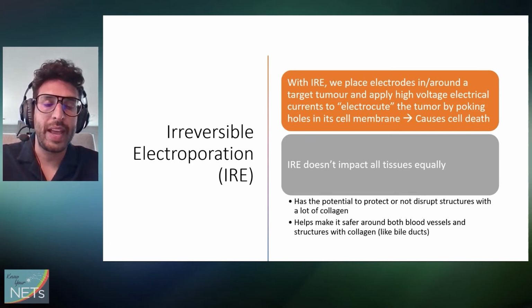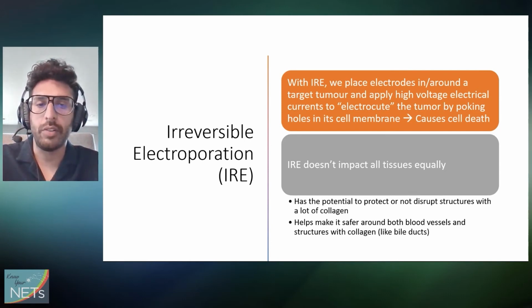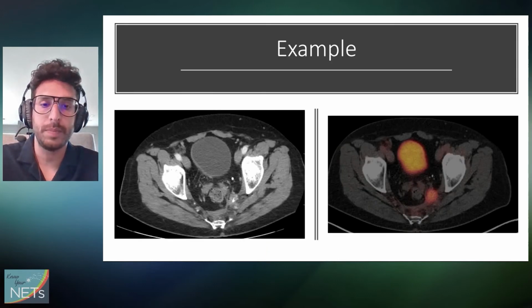We're putting needles around the tumor more often than through it. So we just bracket the tumor, surround it, and then apply this high voltage electrical current, and that pokes holes in the membranes of the tumor, which causes cell death. The beautiful thing about IRE is that it doesn't impact all tissues equally. It has the potential to protect or not disrupt structures with a lot of collagen. Unfortunately, all the things that we want to protect are structures that have collagen, like the blood vessels and the bile ducts.